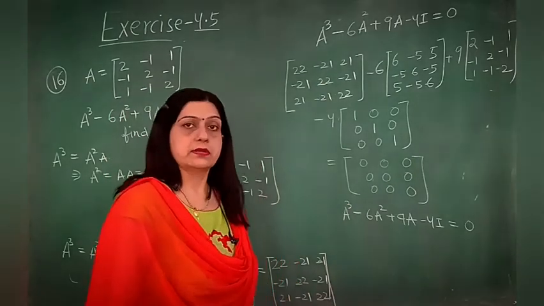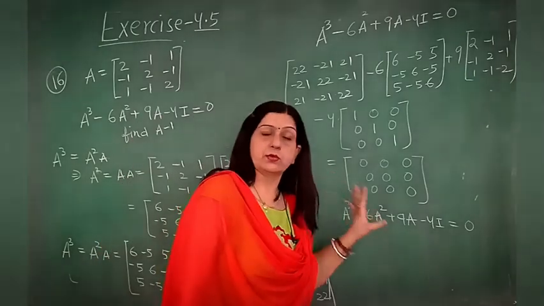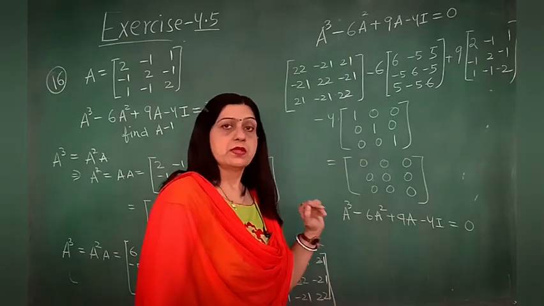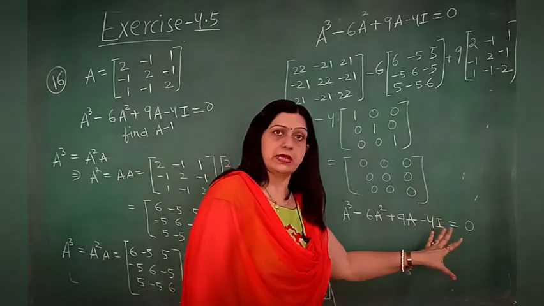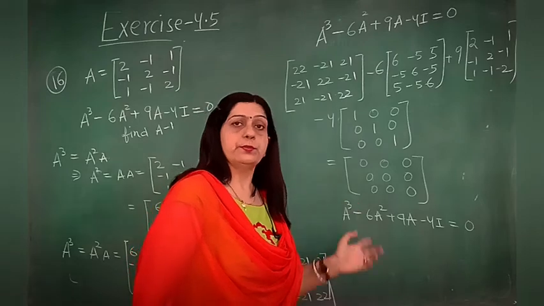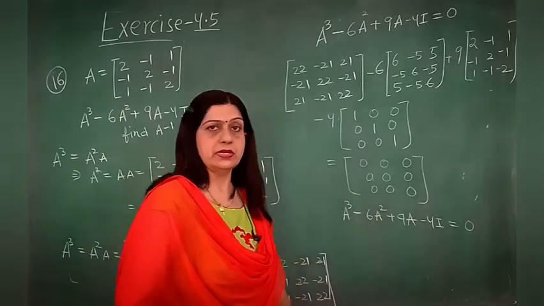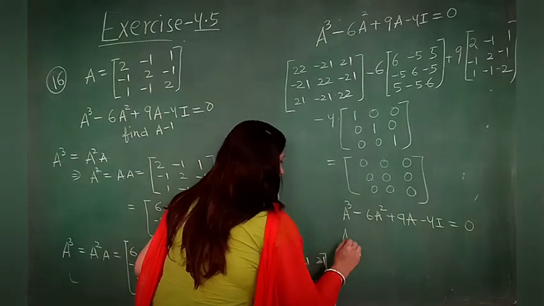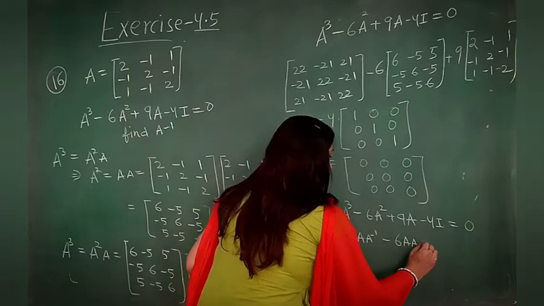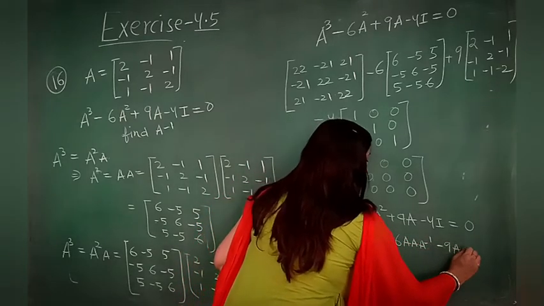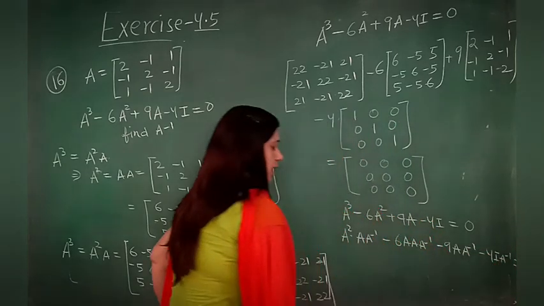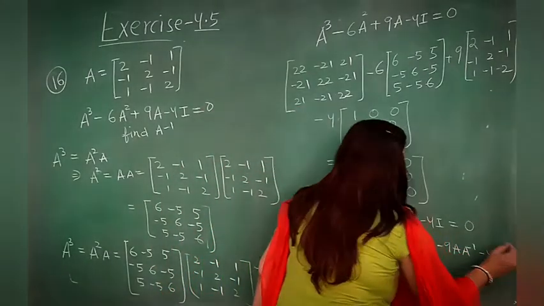Now comes the second part. So the second part is, using this equation you have to find the value of A inverse. Again, A inverse is actually not anywhere in this equation. So same as we did in question number 13, you have to pre-multiply this equation by A inverse. So when you multiply this by A inverse, then you have A cube into A inverse minus 6A square into A inverse plus 9A into A inverse minus 4I into A inverse, that is equal to 0, that is given to you.